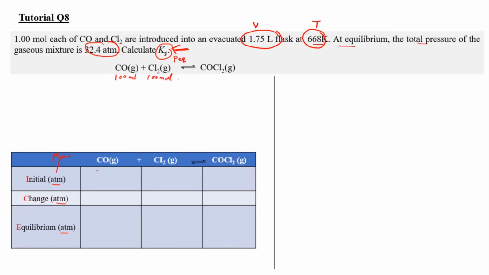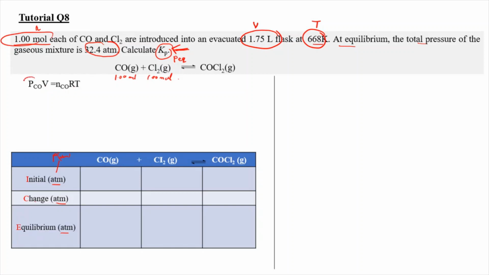So for the pressure, we need to find the initial pressure, where we can obtain it from the values that we have here. We have number of moles, volume, as well as the temperature. So as you can see here, we can get the initial value by using the ideal gas equation, which is PV equals nRT. So now let us focus on the carbon monoxide first. So P_CO V is equal to n_CO RT.